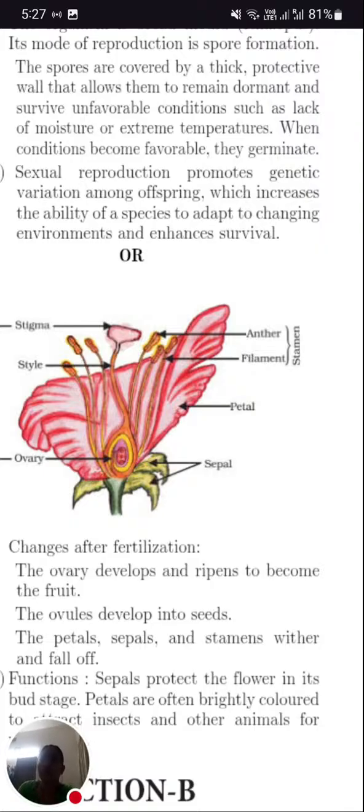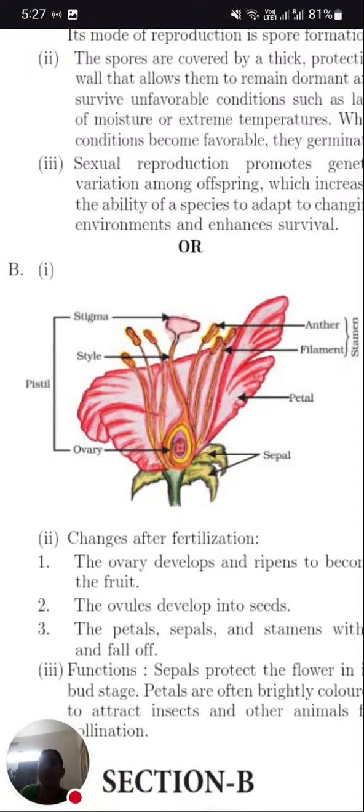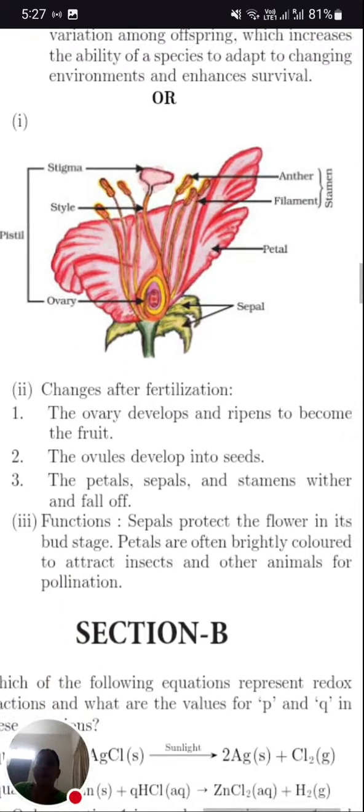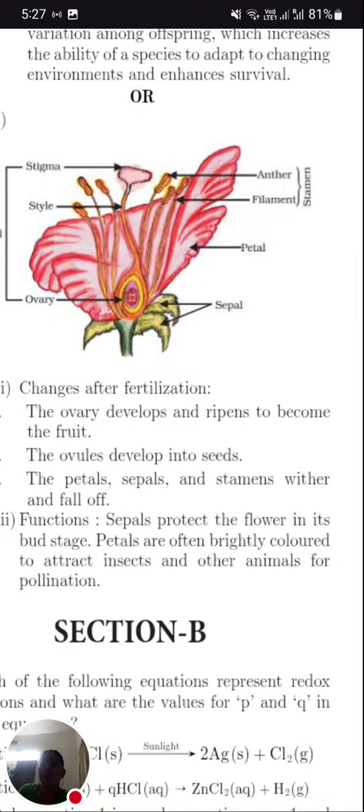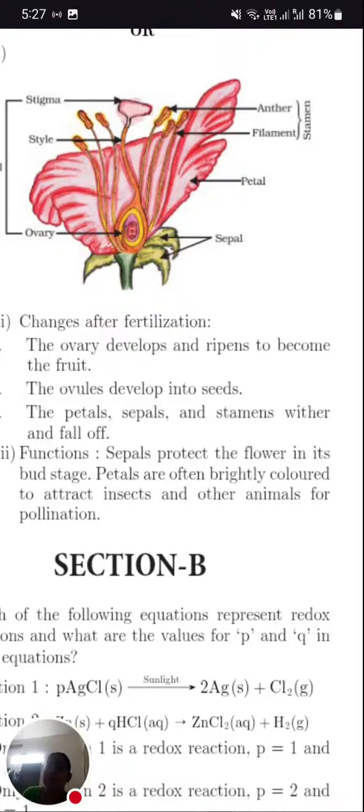Now the next question was related to the section of the flower, the changes after fertilization. Question was, what were the three changes after fertilization? The first one, the ovary develops and ripens to become fruit. So here ovary changes to fruit. Second change, ovule changes into seed. Third change, all the secondary parts, that is the accessory parts, petals, sepals and stamens, all wither and fall down. So all the other parts of the flower fall. Only the ovary changes to fruit and the ovule changes to seed.